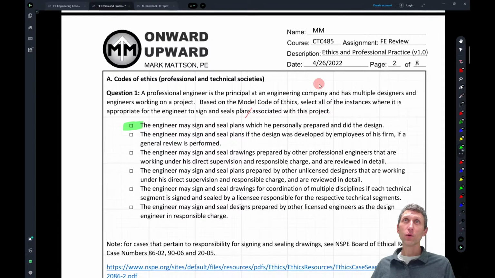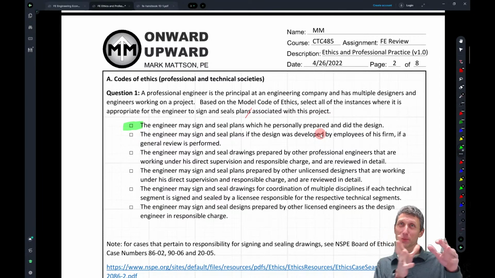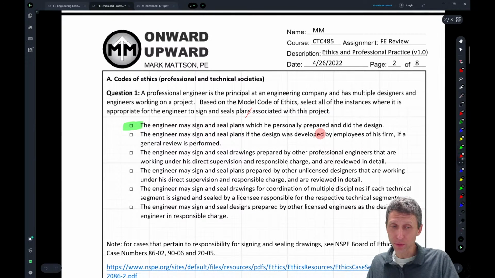So when you come back to this second option here, if you're the head boss and the designs are developed by your employees, but you're not the one responsible for that design, in other words, the people doing the actual design are not you, and you're not directing them on how to do it, and you're just doing a general overview, technically you're not supposed to sign the drawing.